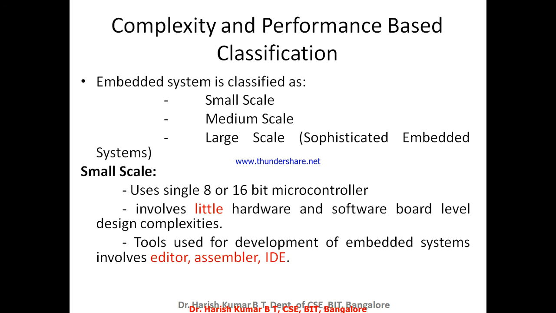Now we are about to discuss the classification which is made based on the complexity and the performance of the embedded system. Based on this, the embedded systems are further classified as small scale embedded system, medium scale embedded system, large scale embedded system, and you can also call them sophisticated embedded systems. Now what is a small scale embedded system? Basically they use 8 or 16-bit microcontroller, and they involve very little hardware and software design complexities. And the tools used in small scale embedded system development were simple editors, assemblers, and integrated development environment.